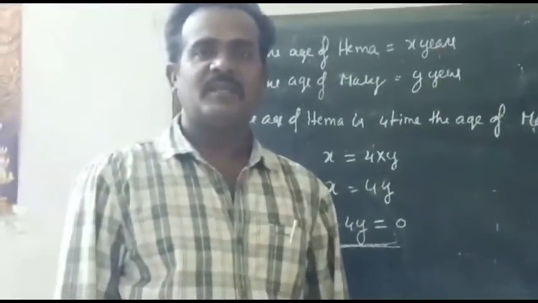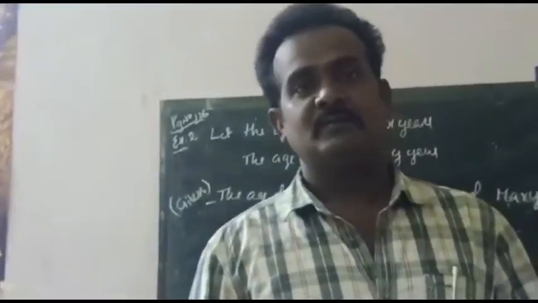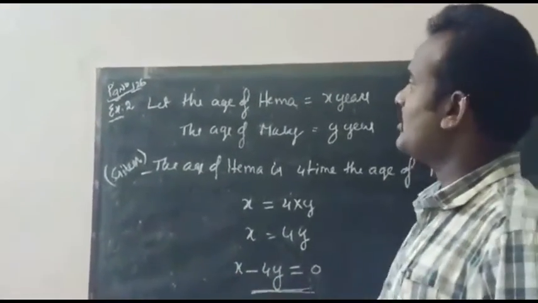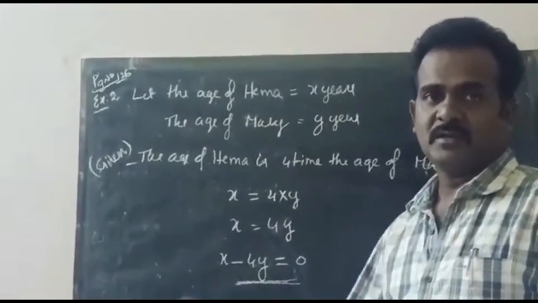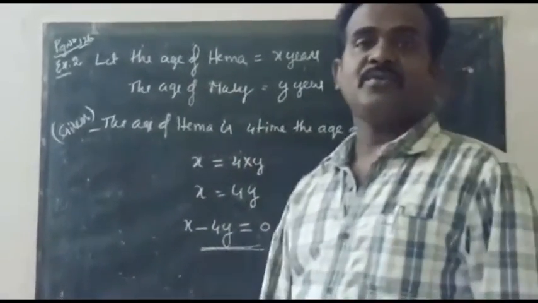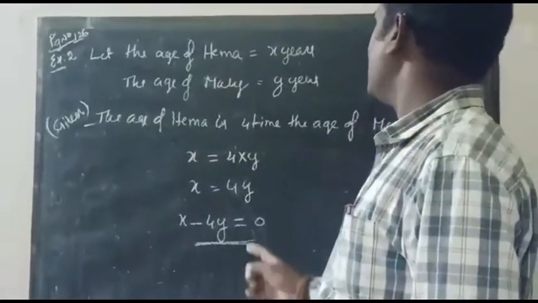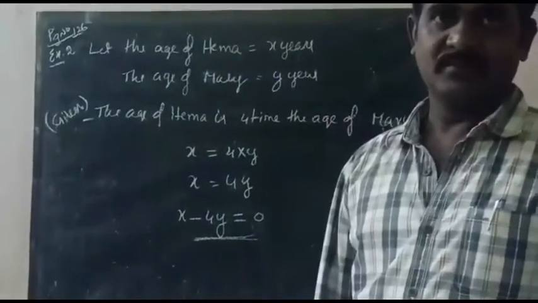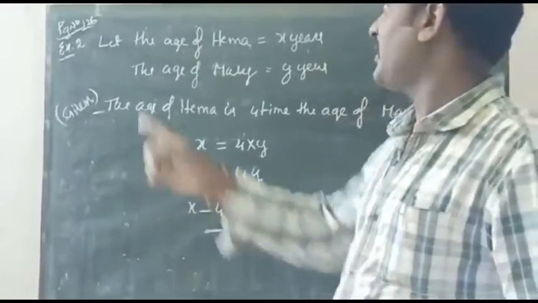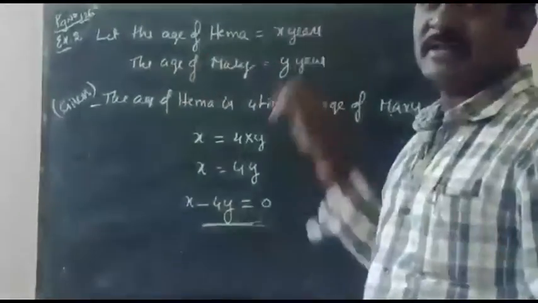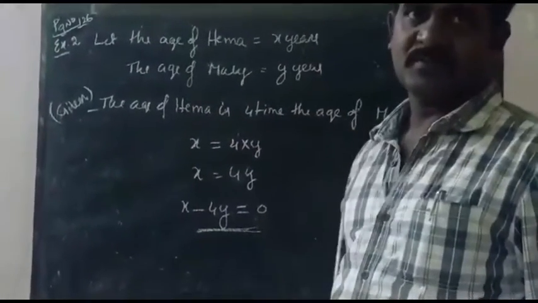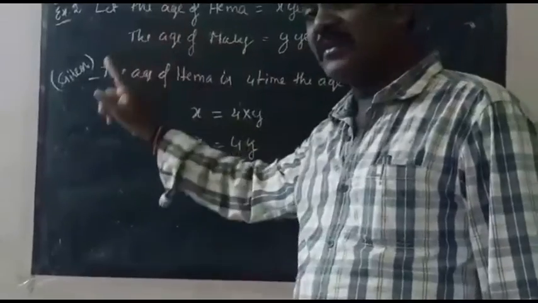Okay students, next example. This type of problem is important. See, here what condition is given? The age of Hema is 4 times the age of Mary. You don't know Mary's age and Hema's age, so you can take: let the age of Hema be x years and the age of Mary be y years.